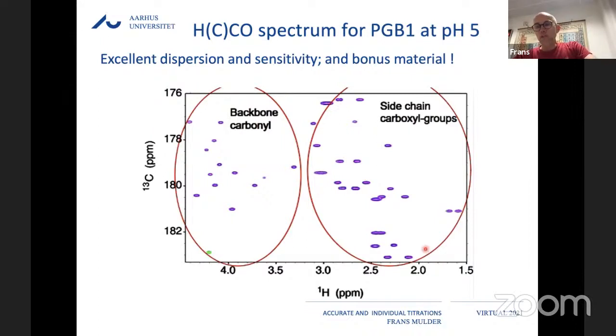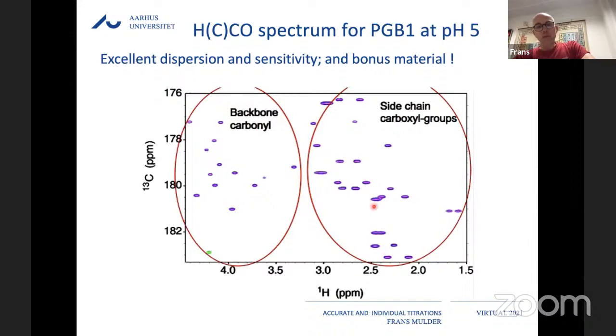And of course, since each aspartate or glutamate has two hydrogens, you see that there are two peaks at the same carbon frequency for all the side chains. Sometimes the two hydrogen frequencies might be coinciding, such as in this situation here.